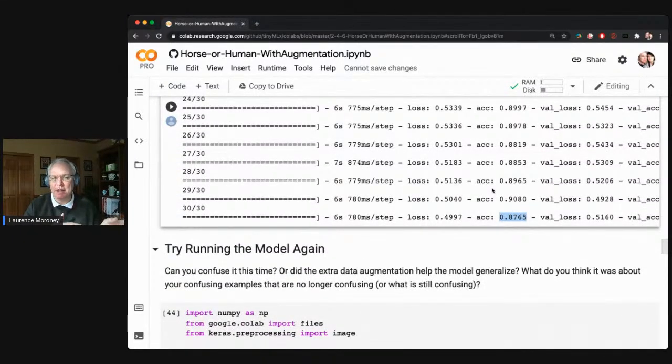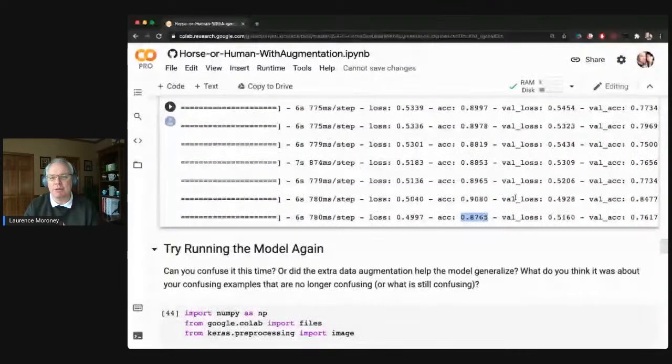So we started at 57% accuracy. I ran it just for 30 epochs. It's like 6 seconds per epoch. So this just spent about 3 minutes learning. And it got to be about 87% accurate looking at the data that it was training on and picking the difference between a horse or a human.